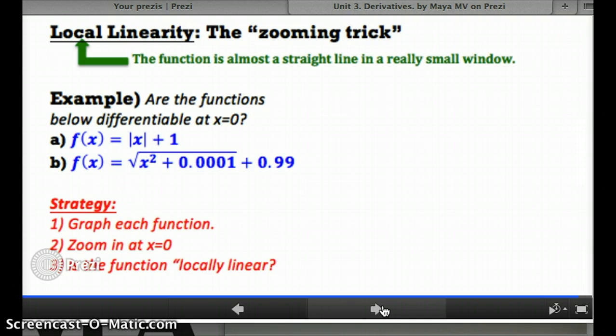But before you close this out, take a moment, grab your graphing calculator, and graph both of these functions in the same viewing window. And then zoom in. And zoom in really, really, really close. Use the trace button to jump back and forth. You should notice a difference. Can you tell which one of these is differentiable? Let's talk in class.